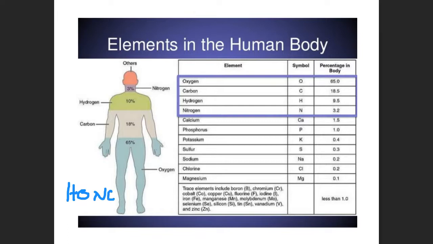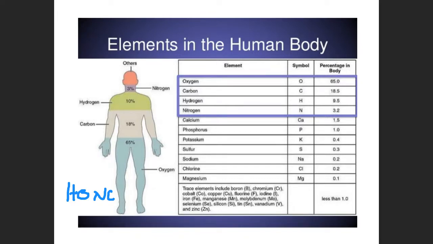So HONC really stands for hydrogen, oxygen, nitrogen, and carbon. And 96% of all the things that are biologically active, whether it's you or a flower or whatever, 96% of them are composed of those four elements, right? Hydrogen, oxygen, nitrogen, and carbon.